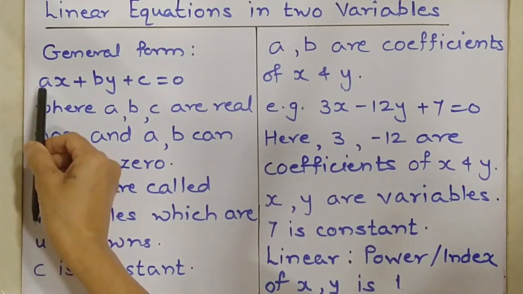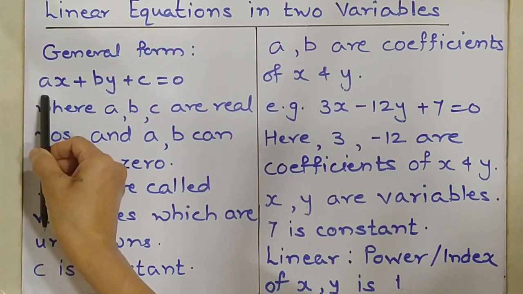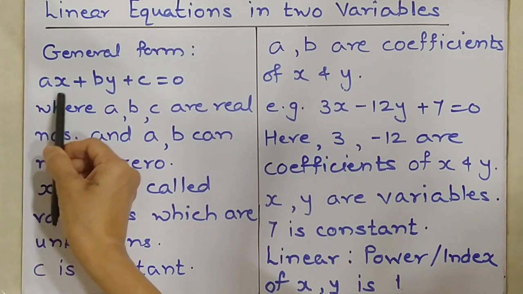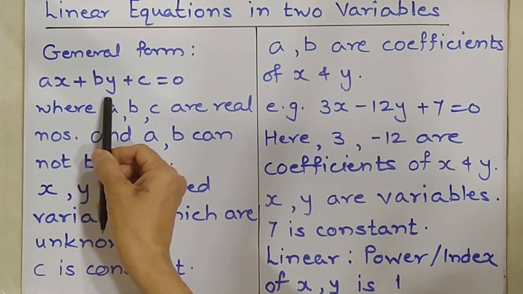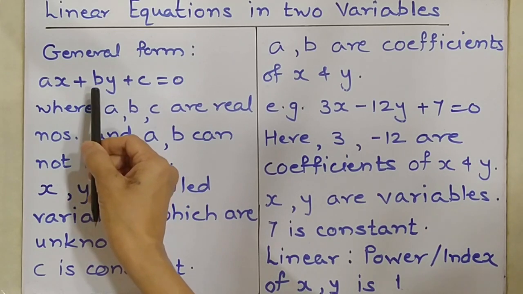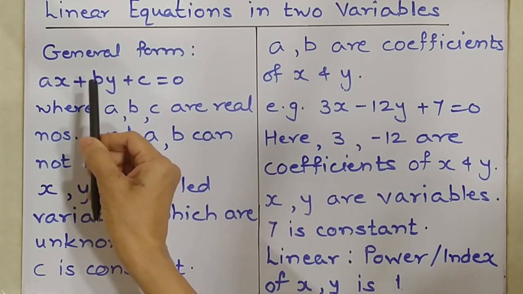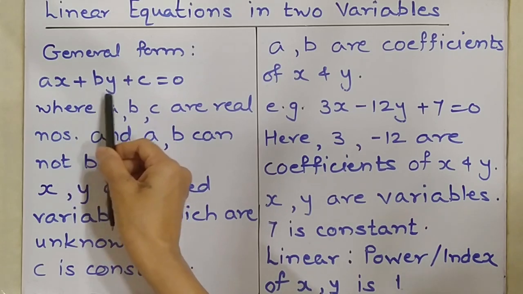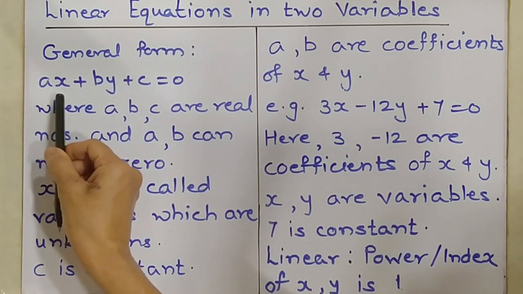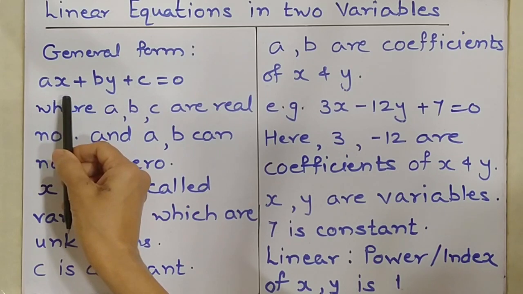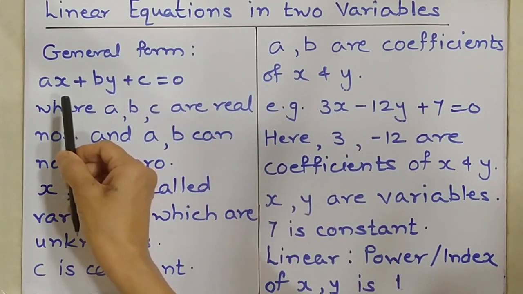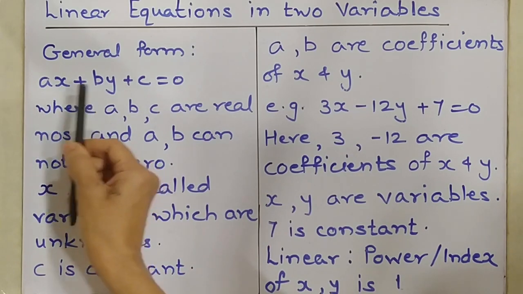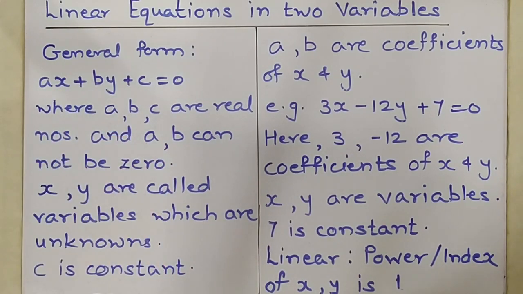See students, if a becomes 0, then 0 into x, my whole term will become 0 and I'll be having only one variable y. Similarly, if b becomes 0, then 0 into y, the second term becomes 0. I'll be left with only one variable x, and our chapter is linear equations in two variables. So we need to have a and b, both the real numbers which cannot be 0.